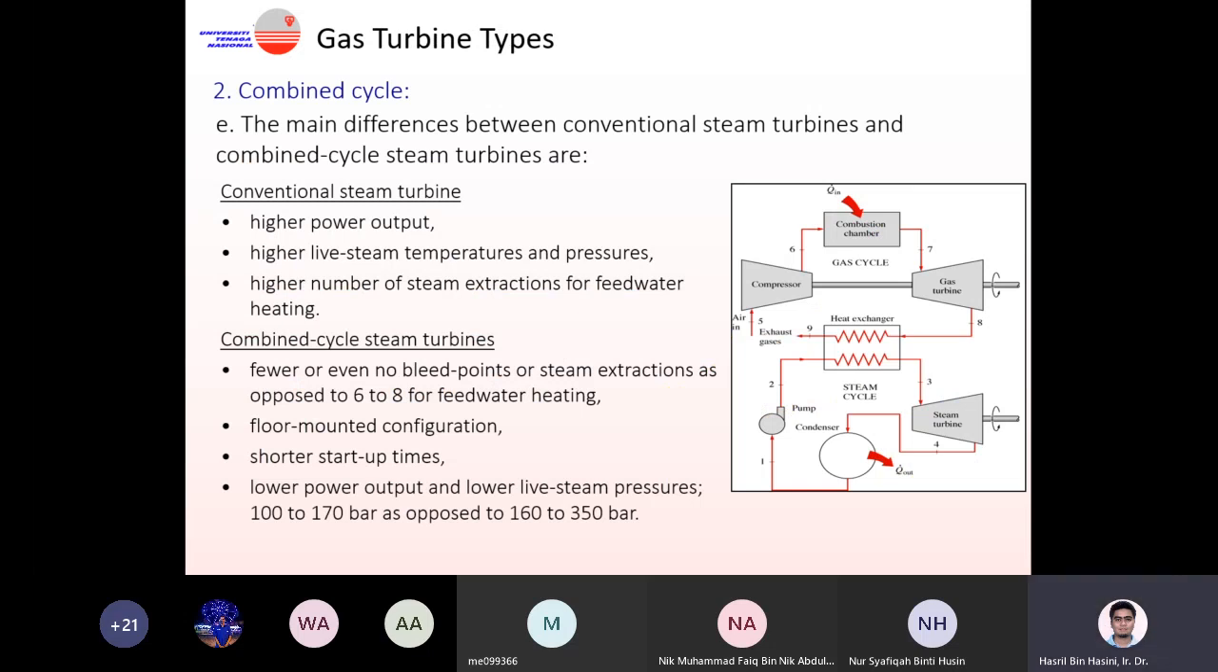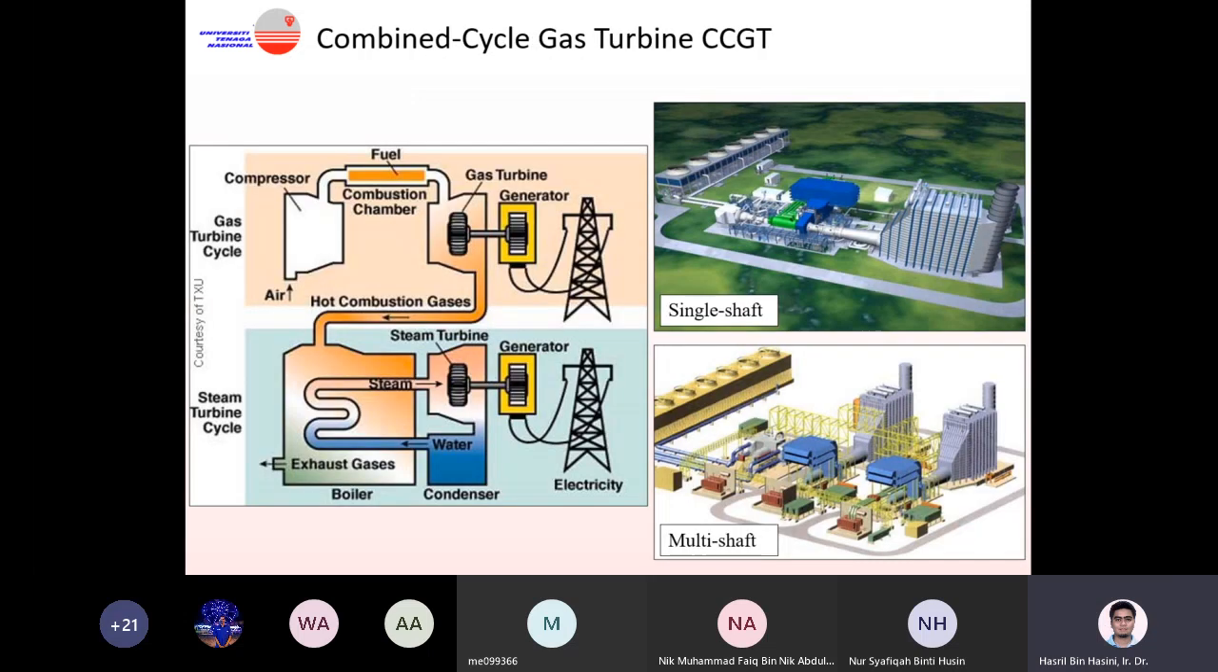Okay, the main difference. Let's have a look here. Since we are talking about steam turbine, if you look at our previous slide, you have a steam turbine in our combined cycle. So this is a steam turbine that we use in our combined cycle power plant. When we talk about steam turbine, we remember the steam turbine that we use in our coal-fired power plant. So there are two steam turbines there. One is a steam turbine used in the full coal-fired power plant. The other one is the steam turbine that we use in the combined cycle power plant.